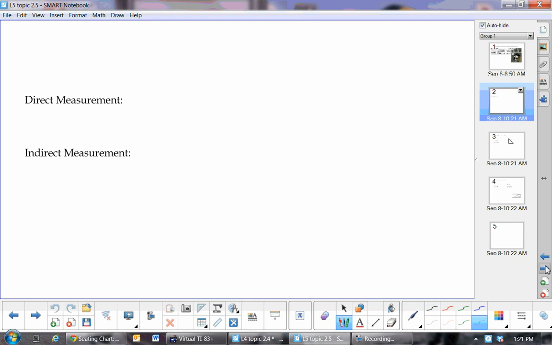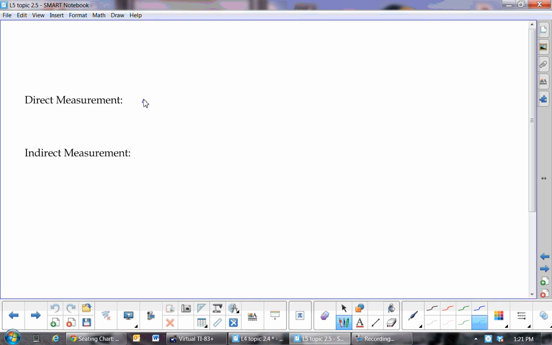A direct measurement is when you use a measuring tool to measure something. Okay? So when you're measuring a desk and you get out your tape measure, that is direct measurement.